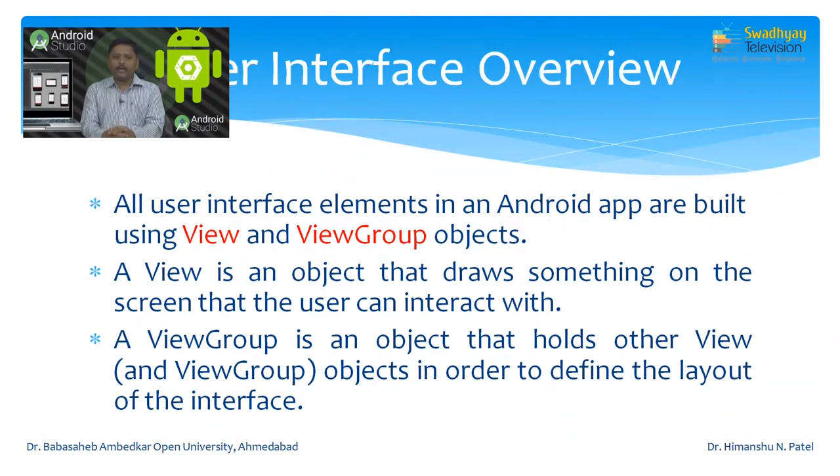So, these layouts are a ViewGroup, and a ViewGroup is an object that holds other Views, and which may be a ViewGroup also, because you can have one layout inside another layout. A ViewGroup is a place that holds other views or controls, and it defines the layout of the interface. So, we can say for any user interface two classes are there, one is View and another is ViewGroup. ViewGroup is used to organize other Views and ViewGroups.